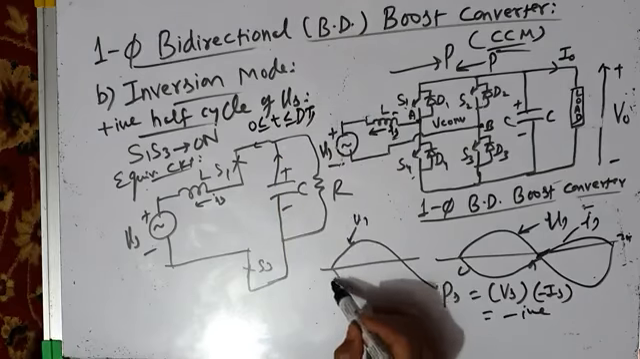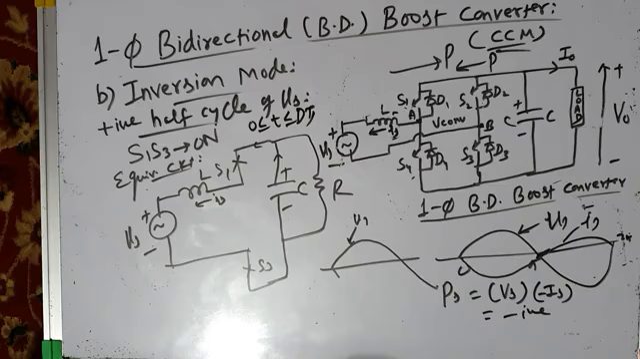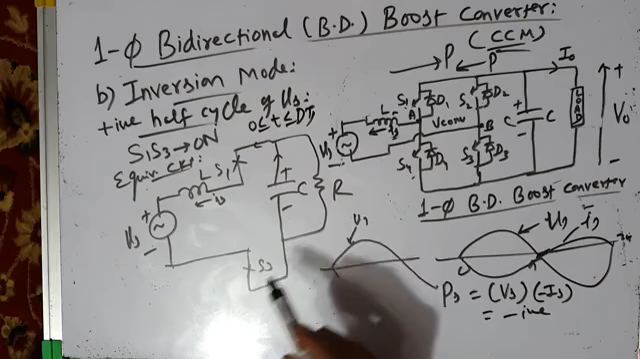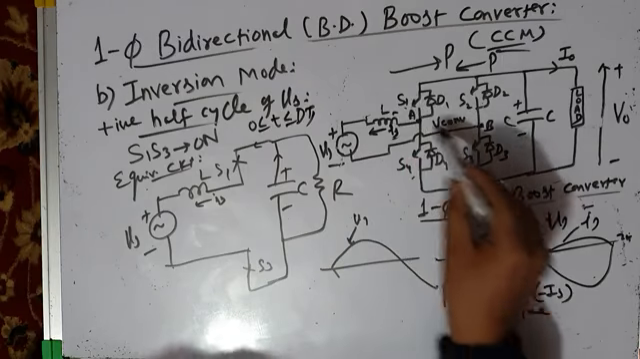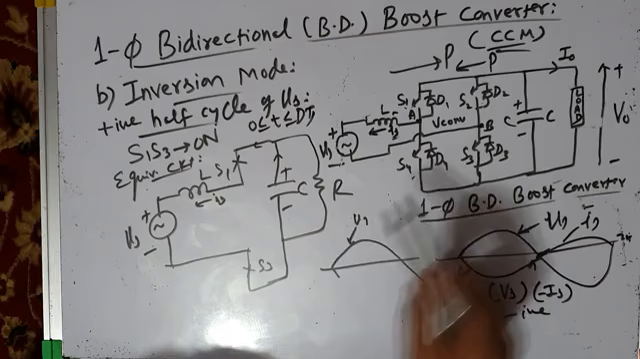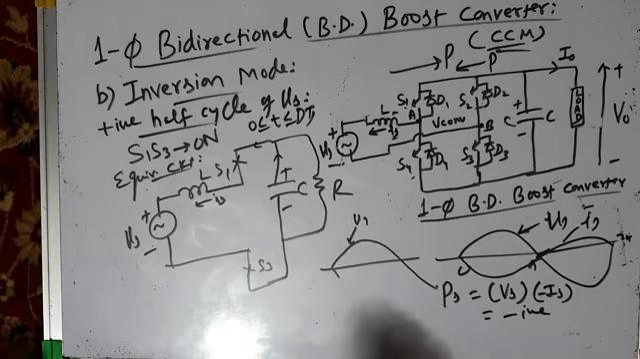As soon as this current touches the upper hysteresis band in the negative half cycle, I mean when current is negative, the hysteresis current controller will turn off both the devices, S1, S3. So S1, S3 will be turned off.